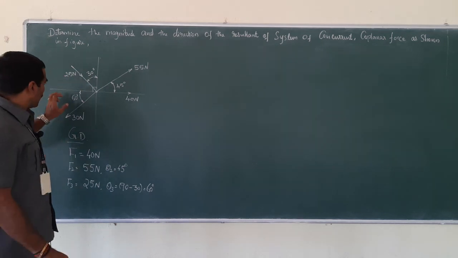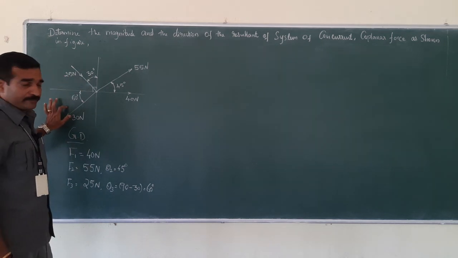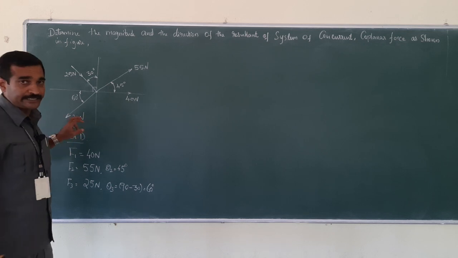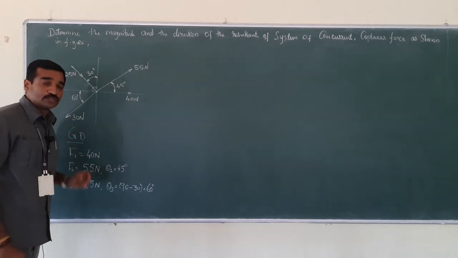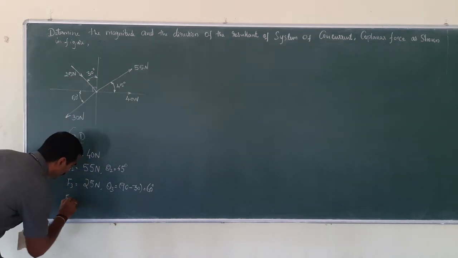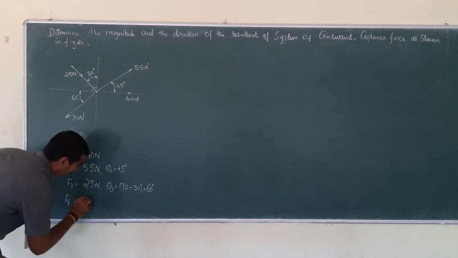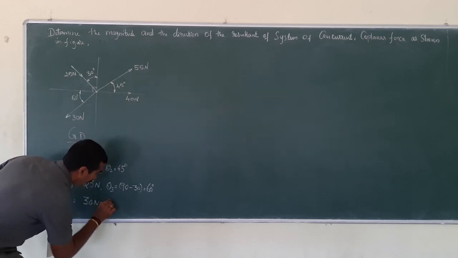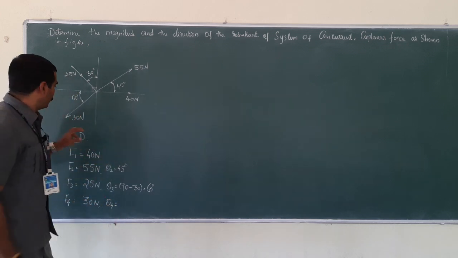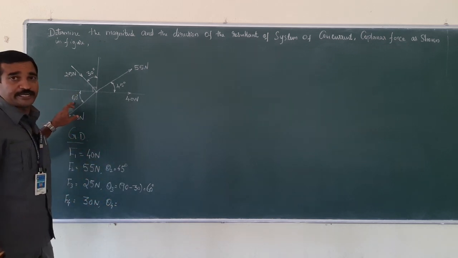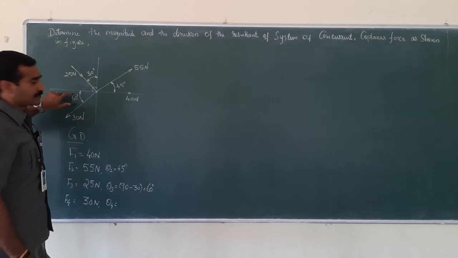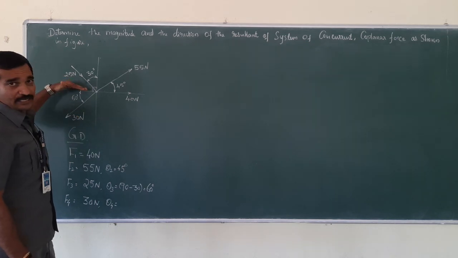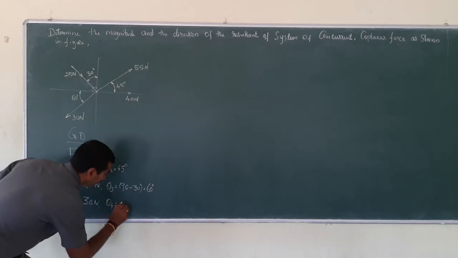Correct? Right. Let me move to the third quadrant, wherein a force is acting of magnitude 30 Newton. So F4 is 30 Newton. What about theta, that is the inclination of the 30 Newton force? It is 60 degree. Look here, this angle is with the horizontal, so you can just take that same value.